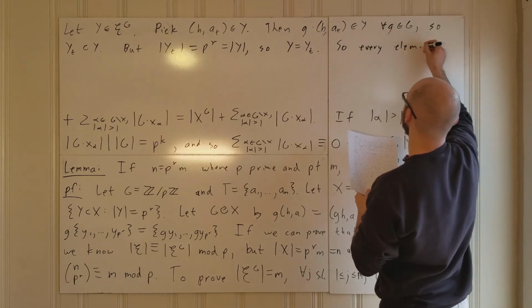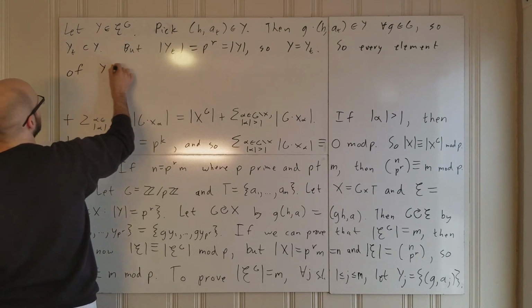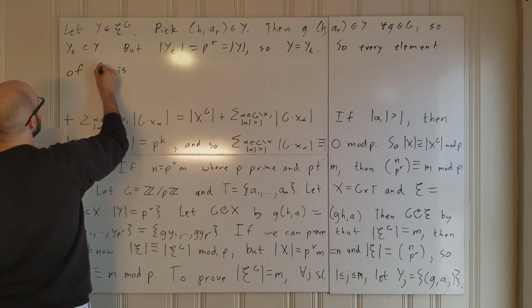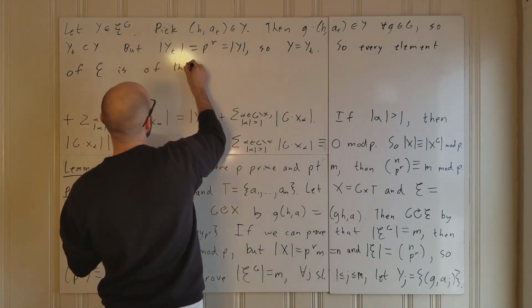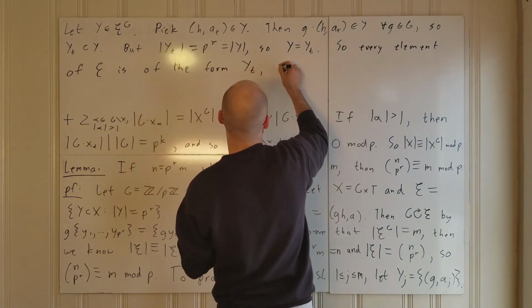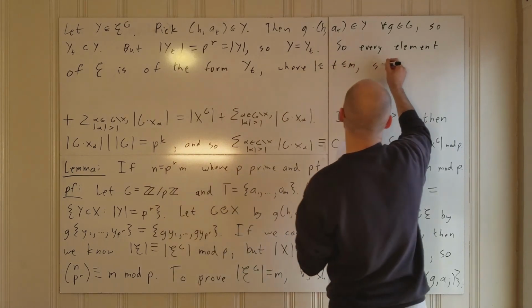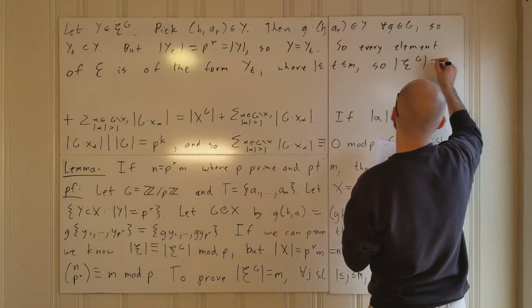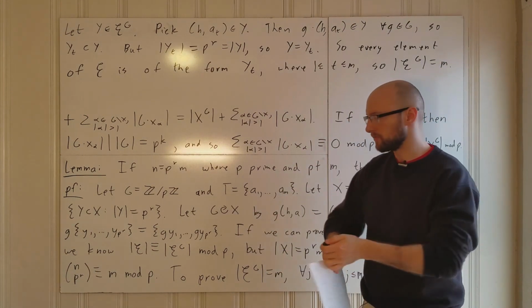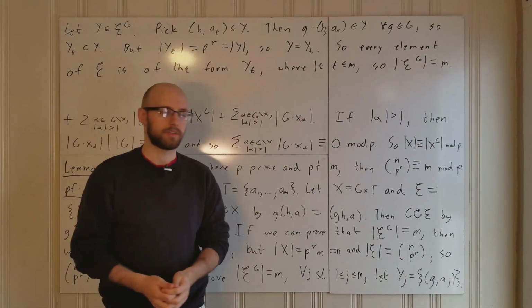So every element, therefore, I've got to hurry up. Every element of script E is of the form Y_t, where t is between 1 and m, so the size of E^G is equal to m. And so there we go. That's exactly what we need to prove in order for the proof to work, and we proved it, and therefore the proof works. And so now we're done.